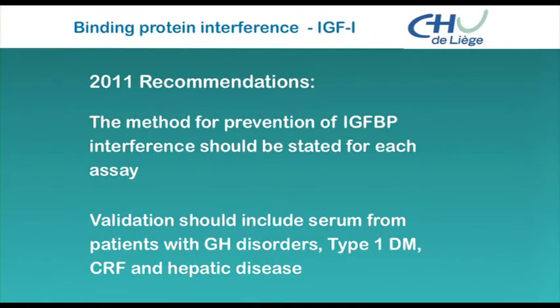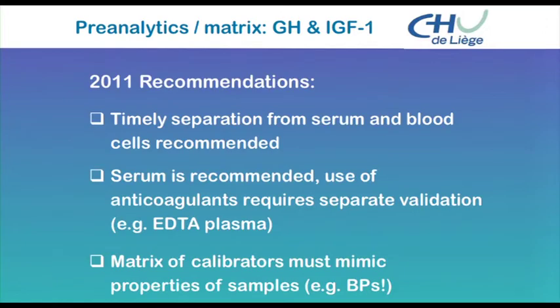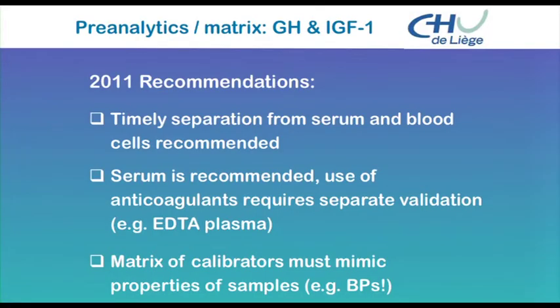From the practical point of view, once you take the blood of your sample, you have to be quite fast on the separation between plasma and cells. We recommend to use serum. If you are using plasma, you have to validate this plasma, so it's better to use serum. And of course, the matrix of the calibrators must mimic the properties of the samples and contain, of course, binding proteins.